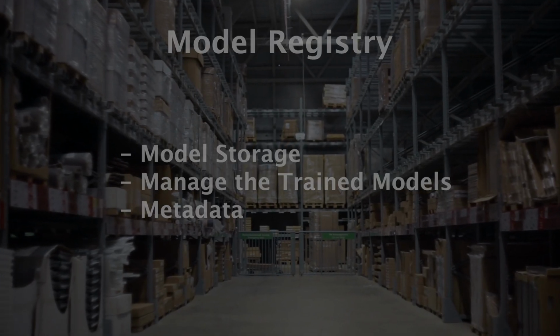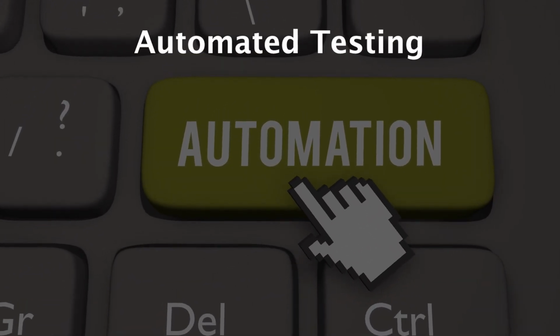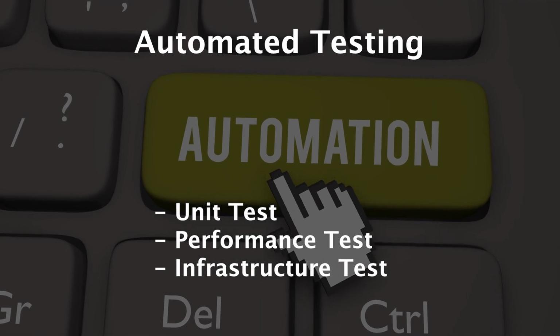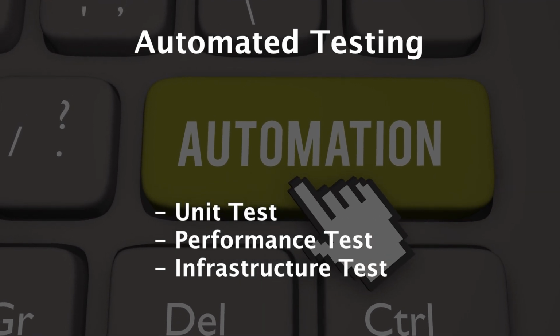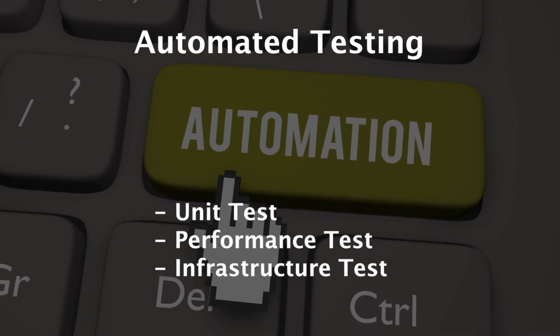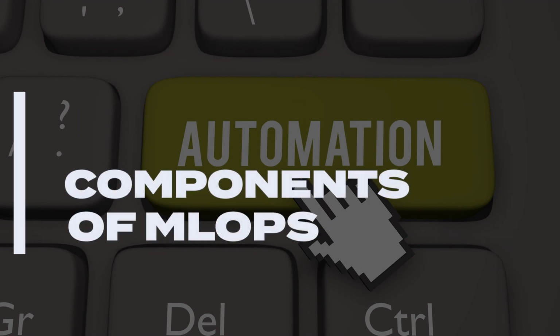And lastly, MLOps has the component of automated testing. So MLOps integrates automated testing, including unit testing for the code as well as performance tests for the model deployment. This will help us to validate that the model meets the predefined criteria before we actually deploy it into the production environment. So these are the key components of this MLOps system.